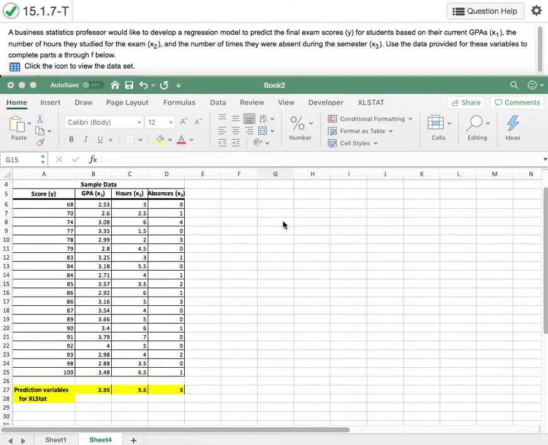This is problem 15.1.7, and it says that there is a statistics professor who would like to develop a regression model to predict the final exam scores for students based on a few different independent variables. So we have GPAs, which is our x sub 1, the number of hours that they studied for the exam, which is x sub 2, and the number of times that they were absent during the semester, x sub 3.